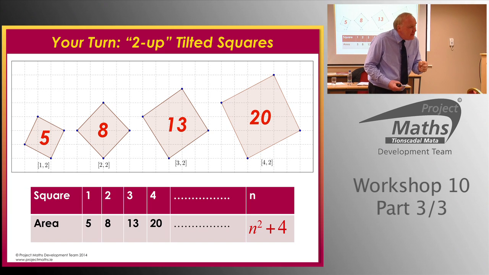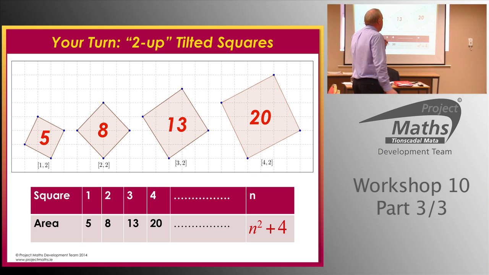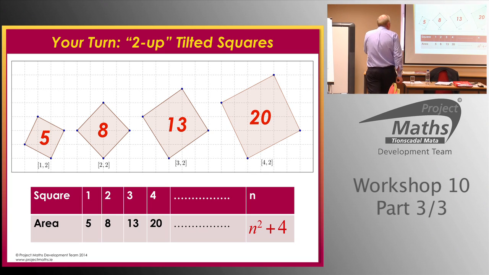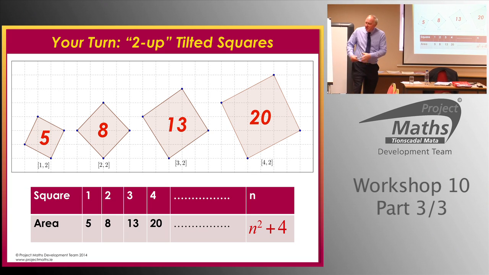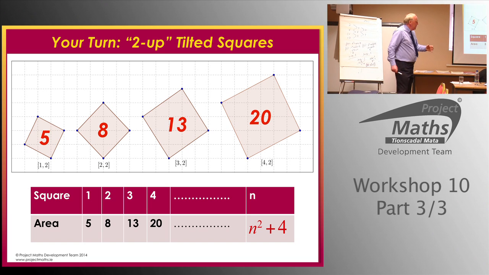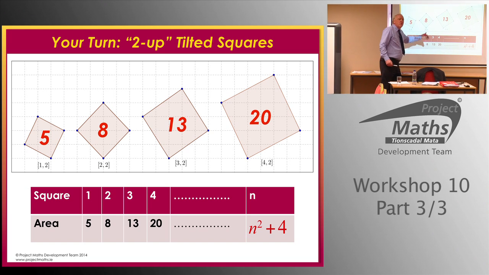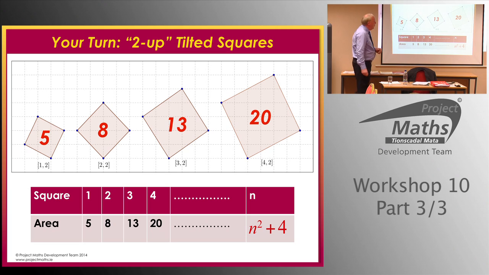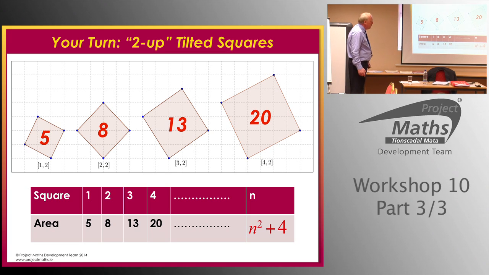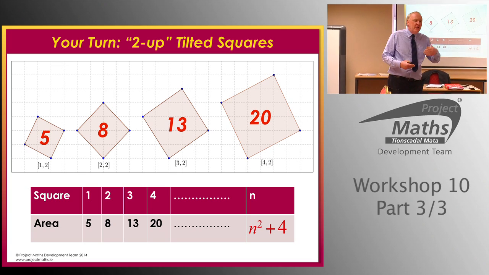Okay, does that make sense now? There are different ways you would approach it. You can use this, or you can get them to reason it out and see what's happening. Okay? Now, so we have n squared plus 4. So now we have got some patterns. Now let's look at those and try and generalize.